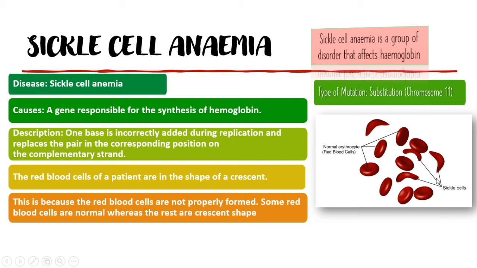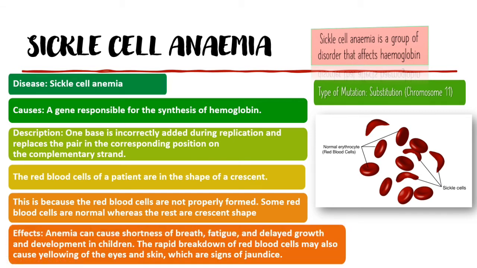So the effects of anemia can cause shortness of breath, fatigue and delayed growth and development in children. The rapid breakdown of the red blood cells may cause yellowing of the eyes and skin, which is a sign of jaundice.